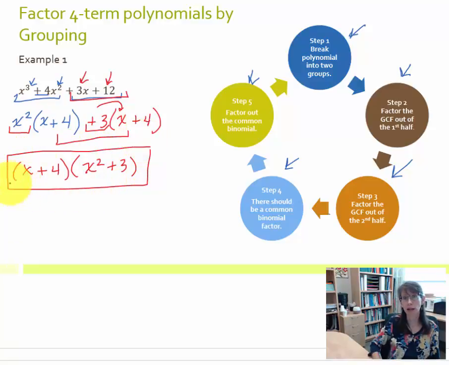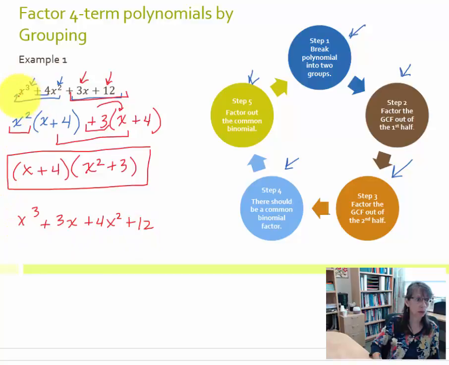You can check your answer by multiplying these binomials. So if I distribute x times x squared, I would get x cubed. X times positive 3, I would get plus 3x. And then I could distribute 4 times x squared to get positive 4x squared, and last 4 times 3 to get 12. These 4 terms should match what I started with.